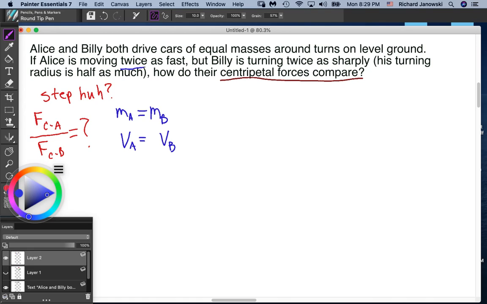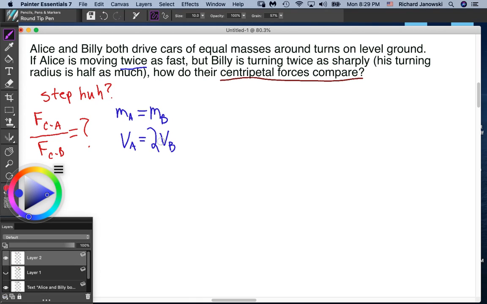I got the word twice here. So somebody's going twice as fast. The number is 2. Does the 2 go on the left or the right? Convince yourself that the 2 goes on the right, because however fast Billy is moving, Alice's velocity is twice that number. So that's why that is.